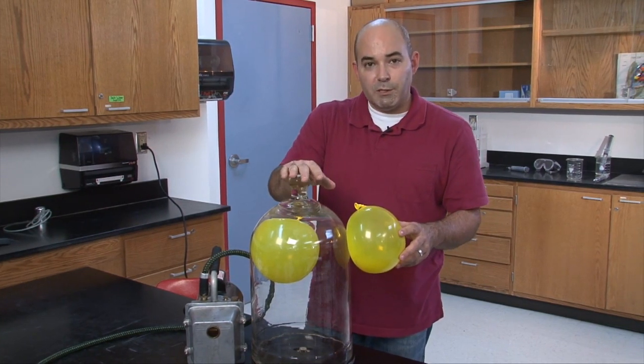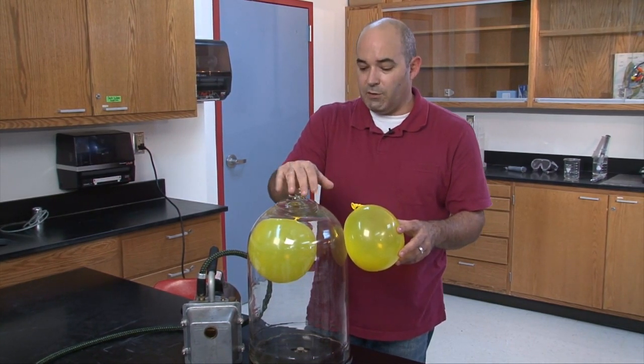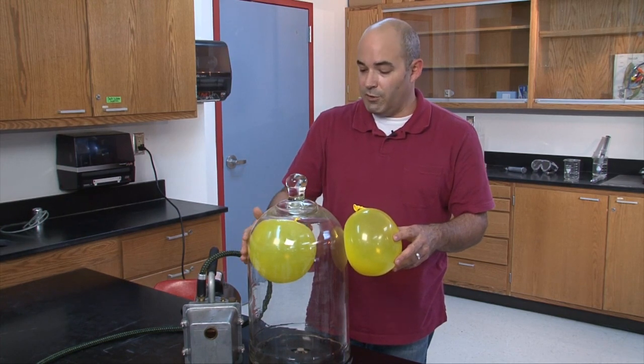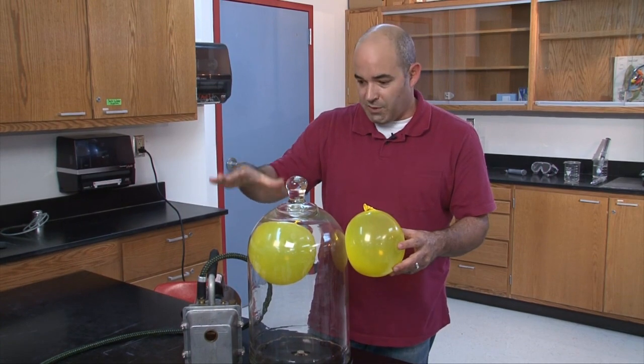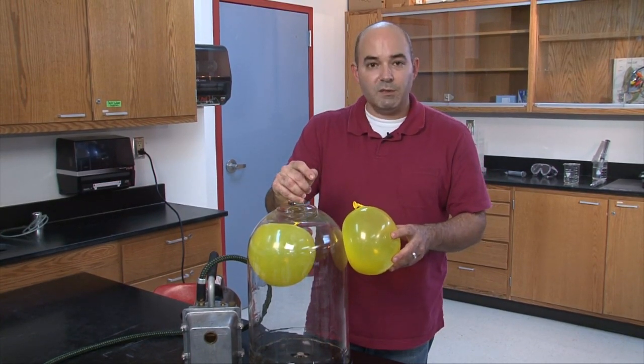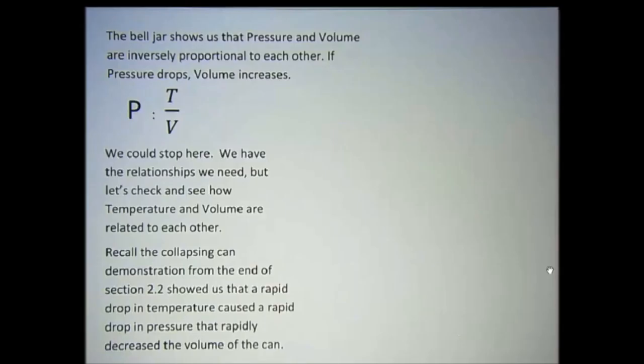Now we have one more of the relationships we need in order to figure out the ideal gas law. We know that pressure and volume are inversely proportional to each other. The volume got bigger because the pressure got smaller. All right, let's go see what that looks like on paper. Okay, we're back. That was pretty cool.